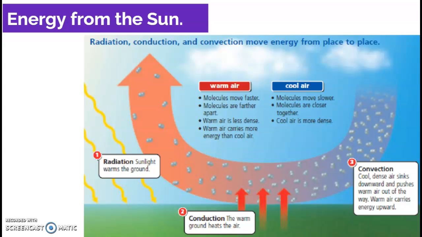Radiation, sunlight warms the ground. Conduction, the warm ground heats the air directly in contact with it. And then the convection would be the cool, dense air sinking downward and the warm air going up, and it creates that cycle of convection currents.